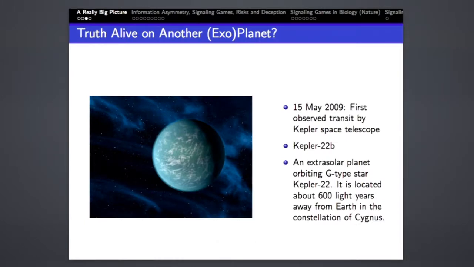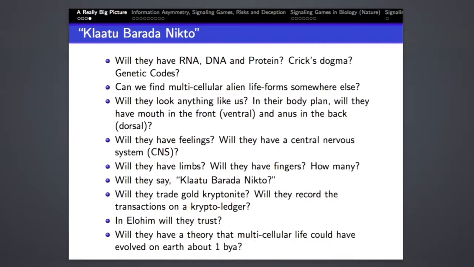So here is a picture of a planet. It's an exoplanet called Kepler-22b. It orbits a G-type star, Kepler-22, and it is Earth-like. So if you are thinking of not just moving to Canada or Europe, you could go to this planet. So I have a series of questions for you. On this planet, will they have RNA, DNA, and protein? Will the life form look similar to ours? Right? Will it satisfy Crick's dogma? Will it have genetic codes and codons and anticodons the same way we have? How many of you think it'll be similar?